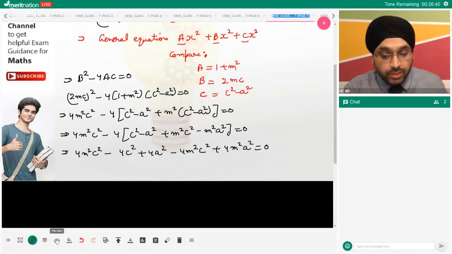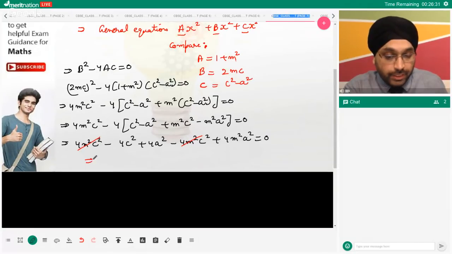Now, guys, we just need to cancel out the common thing. If it's possible, we can cancel out the like terms. So we can cancel this one and this one. So further, guys, we can write now that will be −4c² + 4a² + 4m²a² = 0.